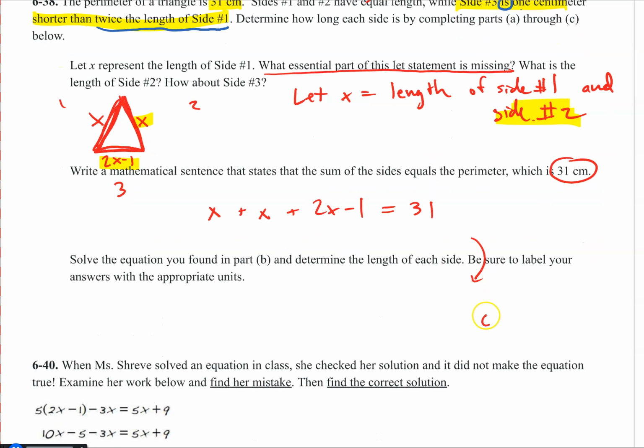Alright, I'll let you solve that. Make sure you label it in centimeters. How many centimeters is each side?